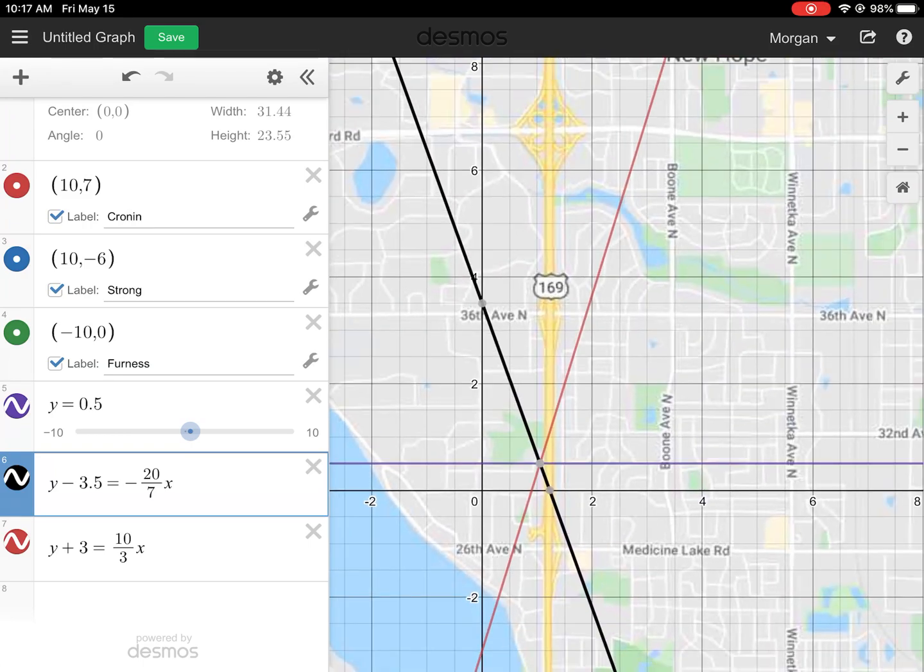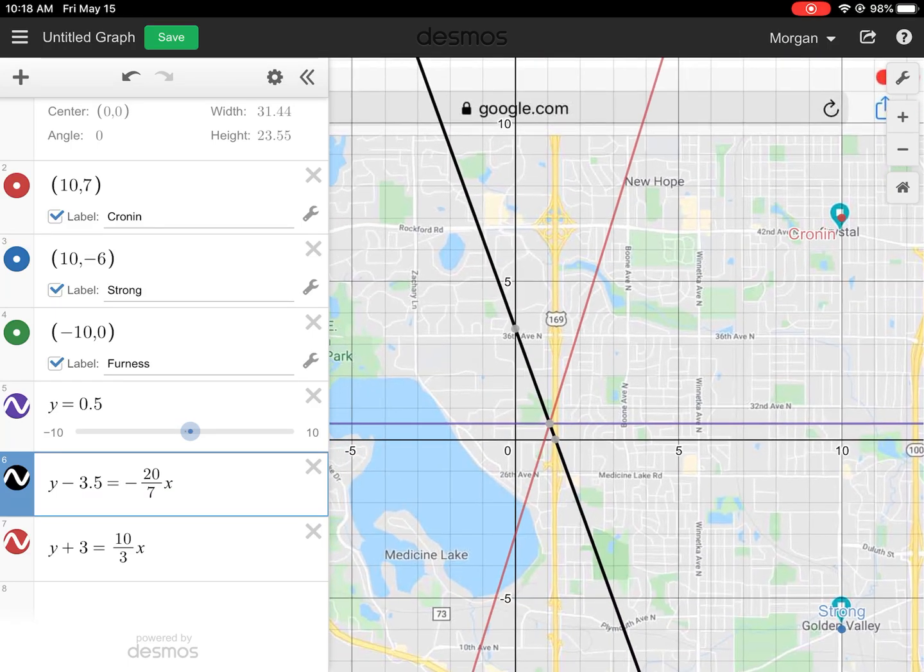Okay. And if I had a better image of Google Maps, or if I zoomed in, I could figure out what that park name is. But it looks like we're going to meet at some park off of 169, somewhere between 26th Avenue and 36th Avenue. And we're going to have a grand old time. Kind of near Medicine Lake, actually.